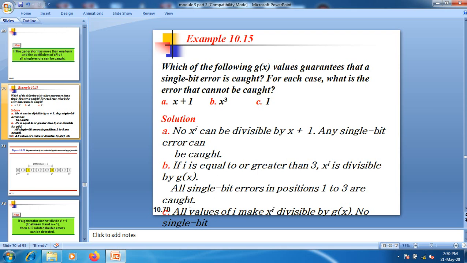If for any value of i, x to the power i is divisible by g of x, then no single bit error can be detected by using this polynomial generator value.